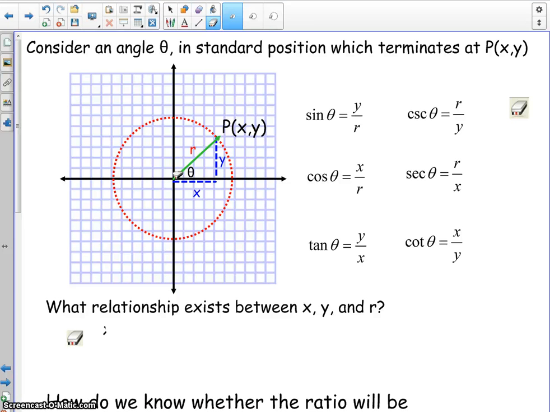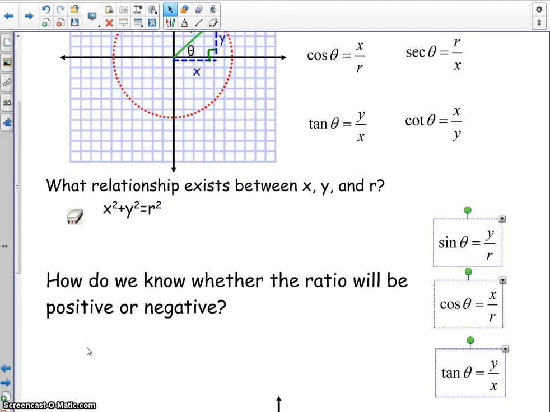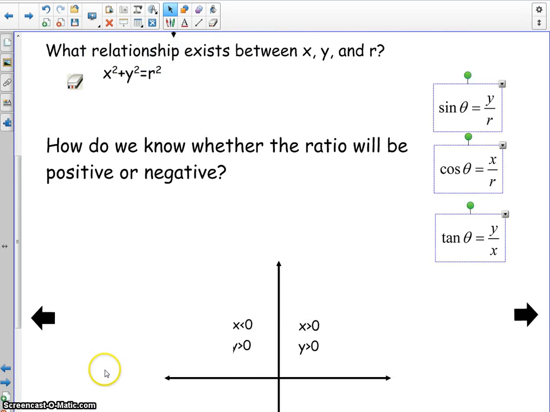So if we want to look at what relationship exists between x, y, and r, well, I do have a right triangle in here, remember? So x, y, and r should be related to each other by the Pythagorean theorem. So x squared plus y squared should be equal to r squared. Okay, so again, all this is well and good, but now how does that answer the previous question? How do we know that the ratios are going to be positive or negative, and in which quadrants they're going to be positive or negative? So let's take a look down here.